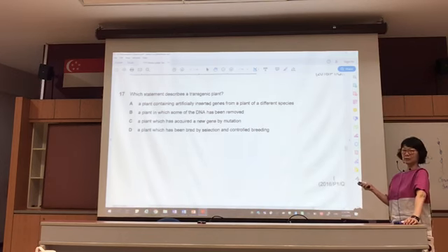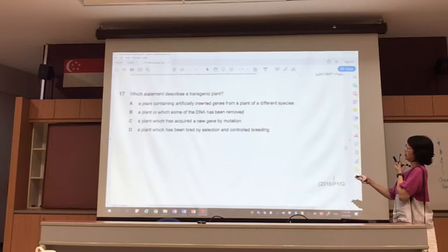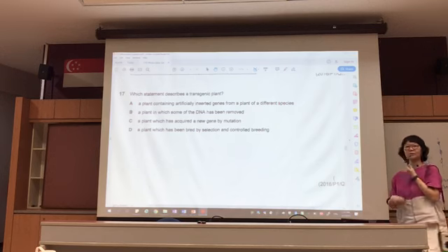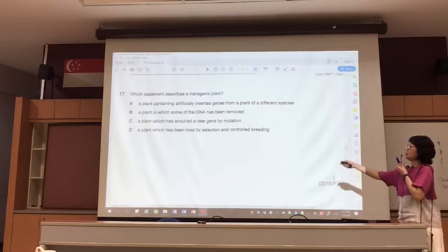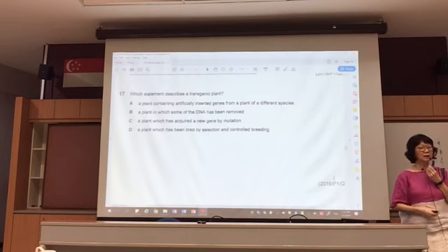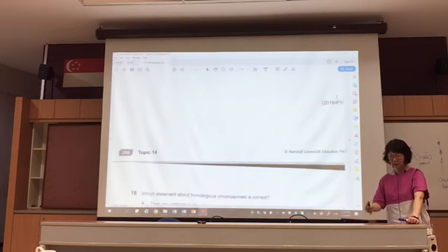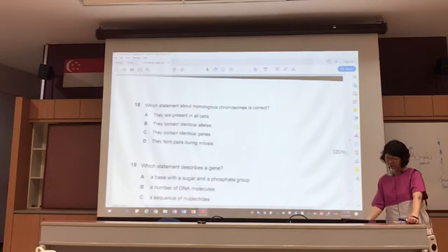So answer is this. But it's also not the best answer because a plant artificially inserted with genes from a plant of a different species, it could be from the same species. It could be maybe not even from a plant. It could be from a bacteria, right? But this is still the best answer out of 4 options. So sometimes you've got to study the options very carefully before ruling out, okay? So always possible, possible, possible. Then read the question again. You may have missed out something.